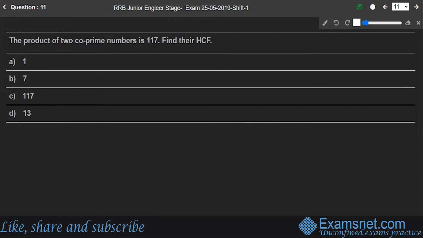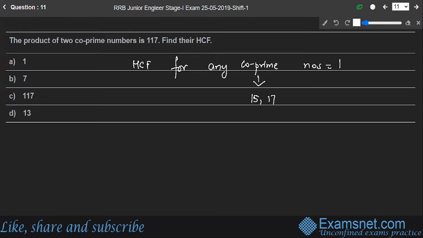The product of two co-prime numbers is 117. You have to find their HCF. So for two co-prime numbers, HCF will be 1. HCF, that is the highest common factor, for any co-prime numbers is equal to 1. Co-prime numbers are those which don't have any other common factor, only 1 is the common factor between them. For example, 15 and 17 are co-prime numbers.